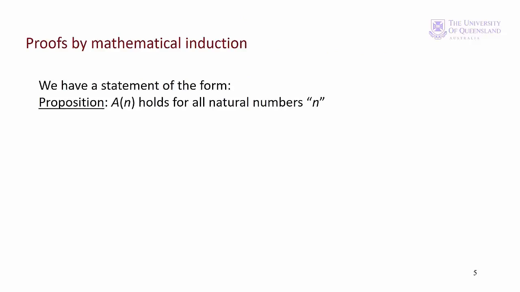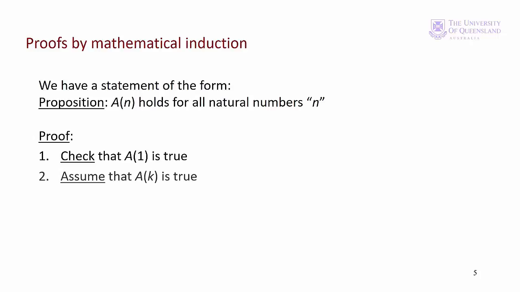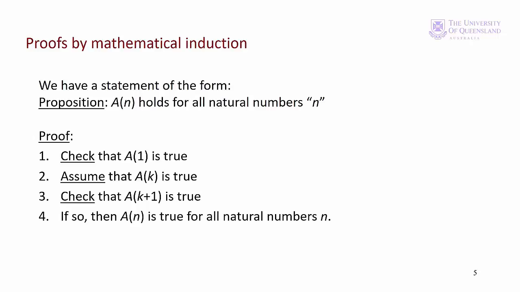Our third type of proof was by mathematical induction. Let's have a look at how that's done in a little bit more detail. We have some proposition, let's call it An, that holds for all natural numbers n, for example. First, we check that An holds for n equals 1. That's our first step. Our second step is to assume that An holds for some value of n equal to k. The third step is to check that it holds for the next value up, where n equals k plus 1. And if that's the case, then we assume that An is true for all natural numbers n. So this is a simple type of proof by induction.